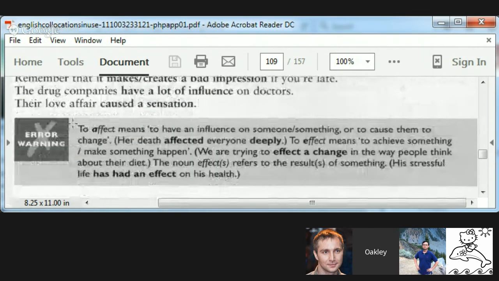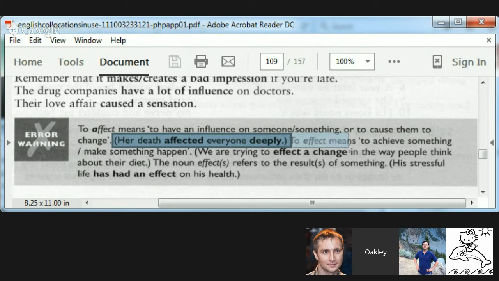Okay, here is an important point, a very common error that even native speakers frequently make. Actually, native speakers make this mistake all the time. Effect with an E and affect with an A. Pronunciation is very similar but slightly different. To affect, with an A, means to have an influence on someone or something, or to cause them to change. So, for example, her death affected, with an A, everyone deeply.